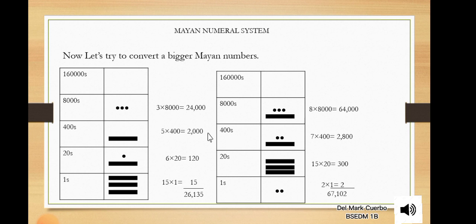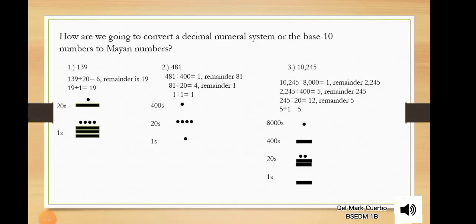Again, all the numbers that are bigger than 19 should be multiplied by their place value. So 0 to 19 would be here in the 1's place. So in the 20's place, we have 20 to 399. So technically speaking, 20 and above, or the numerals that are in 20's place and above, should be multiplied by their place value. In the previous slide, we converted Mayan numbers to the decimal numeral system, right?